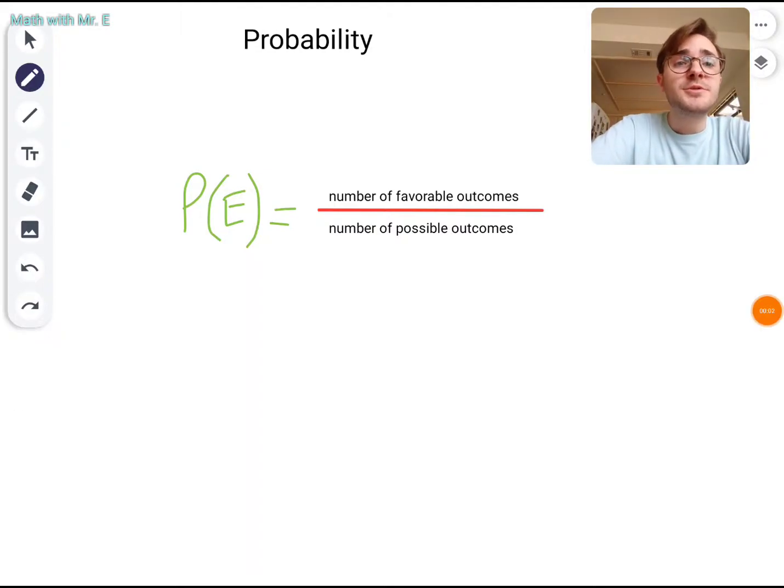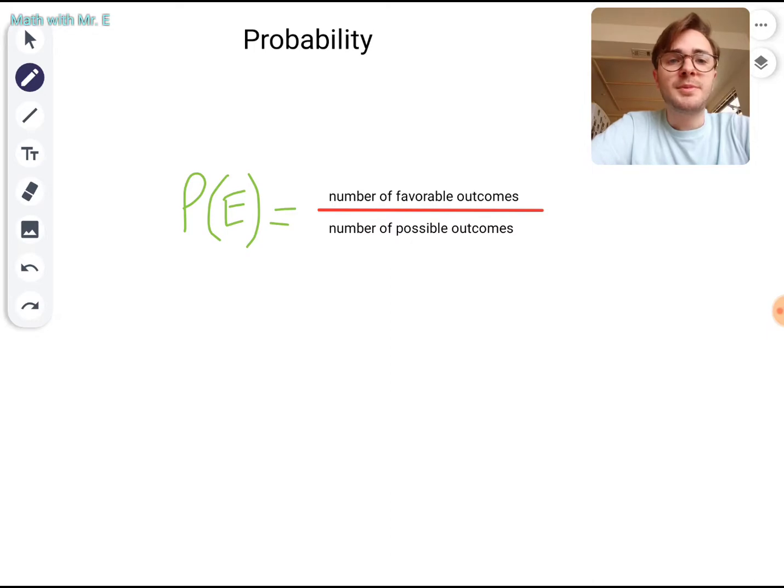Okay, so we are going to take a look at probability, which is basically just the likelihood that something will happen. So, nice simple example, let's say we're flipping a coin. So there are two possible outcomes, right? We could either get heads or we could get tails.